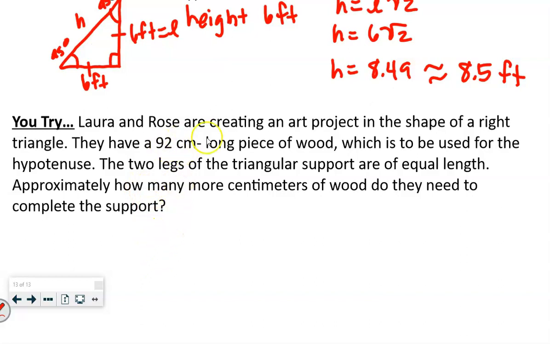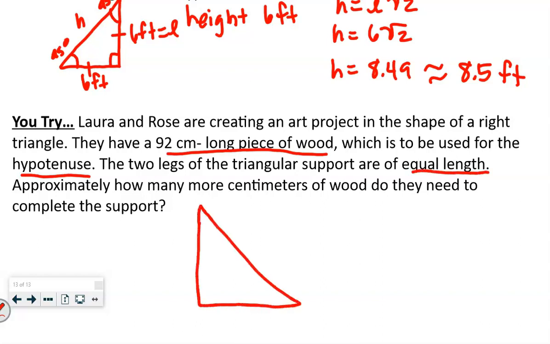It says Laura and Rose are creating an art project in the shape of a right triangle. They have a 92 centimeter long piece, which will be used for the hypotenuse. And then 2 legs of the triangle support of equal length. So that means, obviously, this is going to be our 45, 45, 90, right? Because these are going to be of equal length. It's going to be a right triangle here, and this is going to be 92 centimeters, okay? So it's asking us approximately how much more centimeters of wood would they need to complete the support. So that means we got to solve for these legs, right?